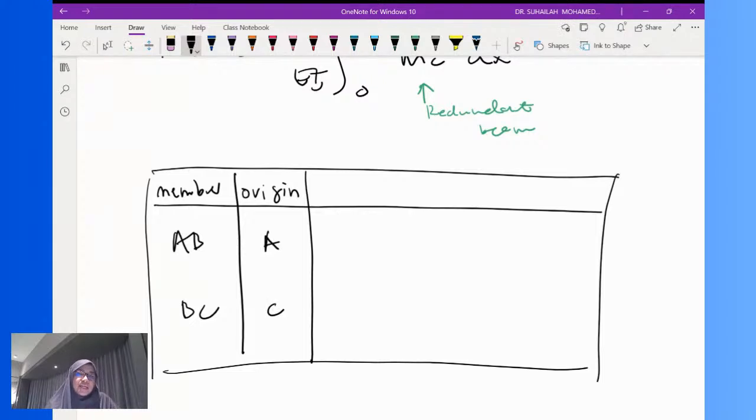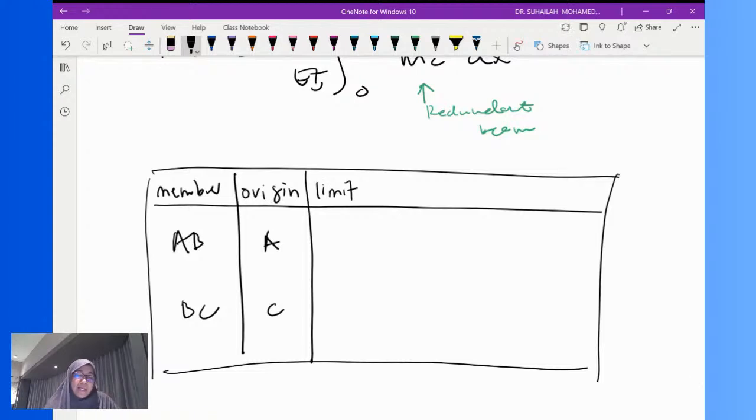The origin, we can actually choose any origin that we like. A can be the origin for member BC, A can be origin, B can be origin, C can be origin. However, always choose the shortest cutting section. Means for BC, the shortest is C.